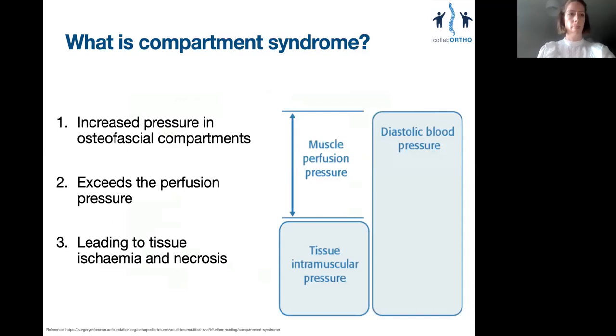So let's break it down. What causes increased pressure within a compartment? It could be external pressure, such as a tight plaster cast, or it could be internal, and causes of swelling such as fracture, hematoma, crush injury, or a long lie, burns, or even a reperfusion injury can increase pressure within a compartment.